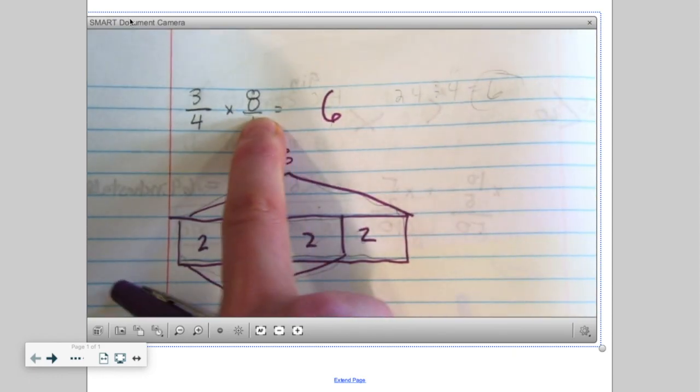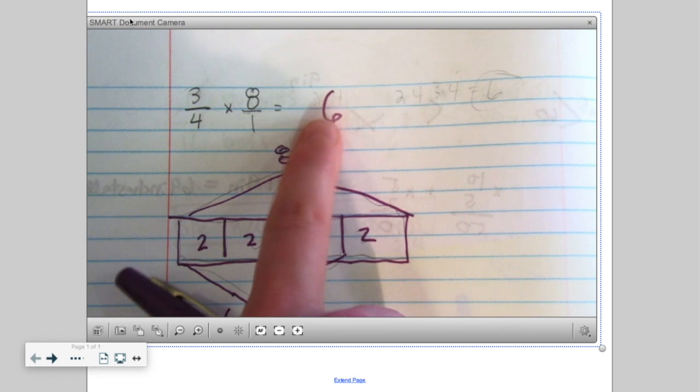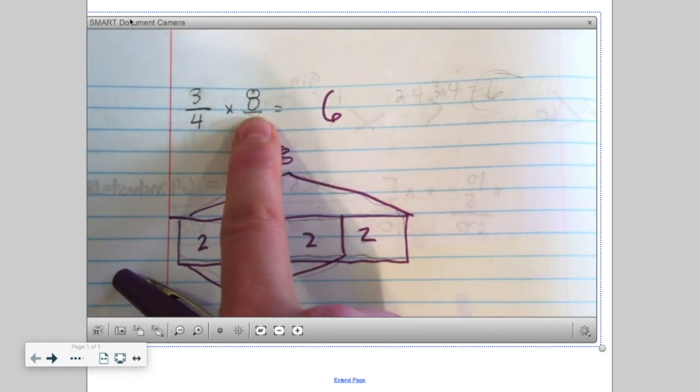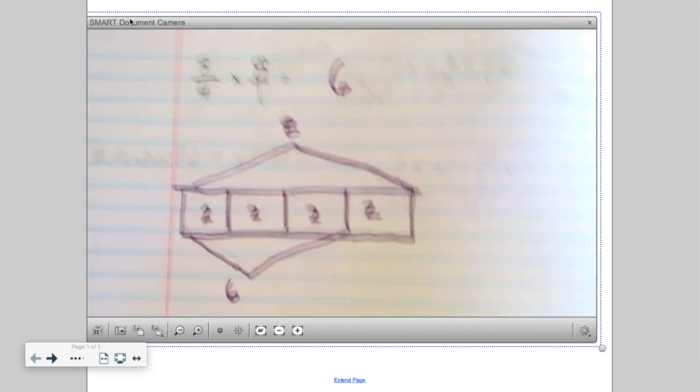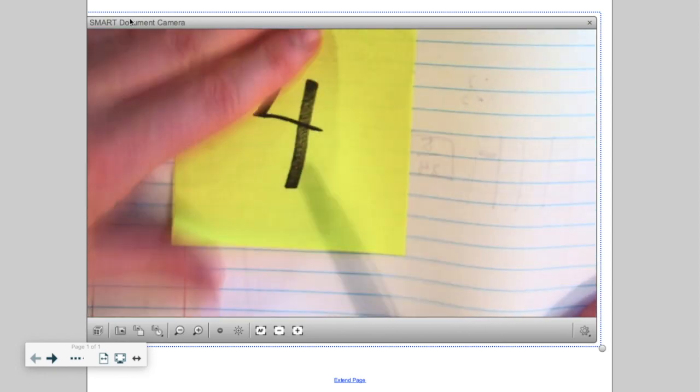I'm multiplying a whole number by a fraction, so my product will be less than my whole number, because when we're multiplying a fraction by a whole number, our number gets smaller. Moving on to number 4.